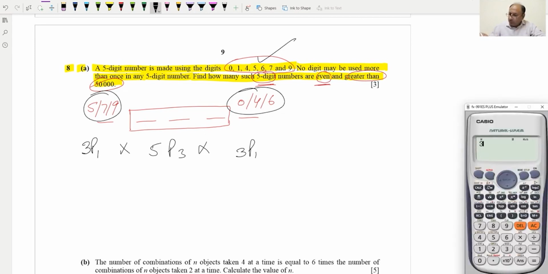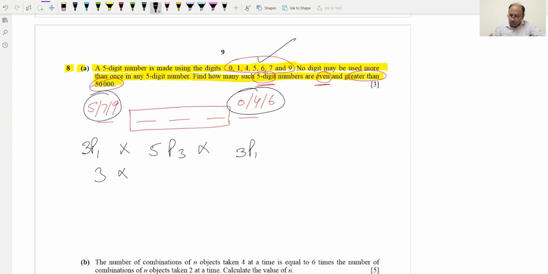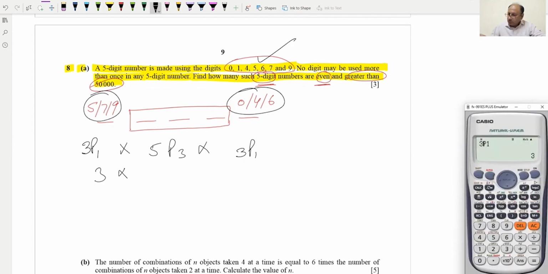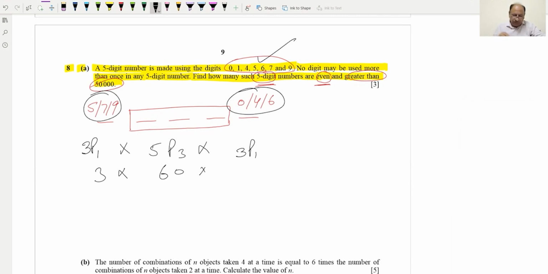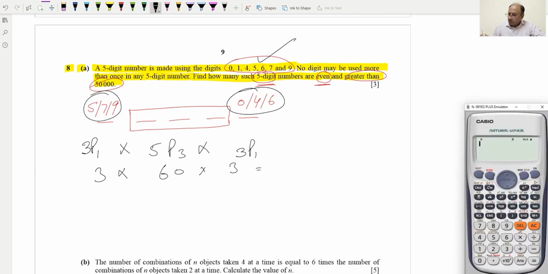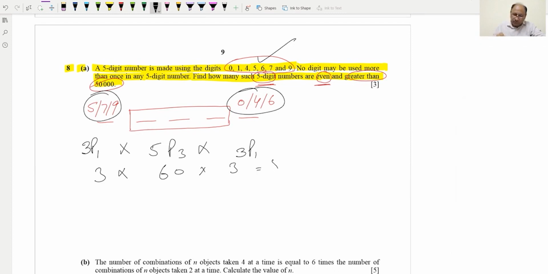3P1 is giving us 3, so this will be 3 into 5P3. 5P3 is giving us 60, and 3P1 again will be 3. So 3 into 60 multiplied by 3 is equal to 540. So this will be 540. Now this is what we discussed.